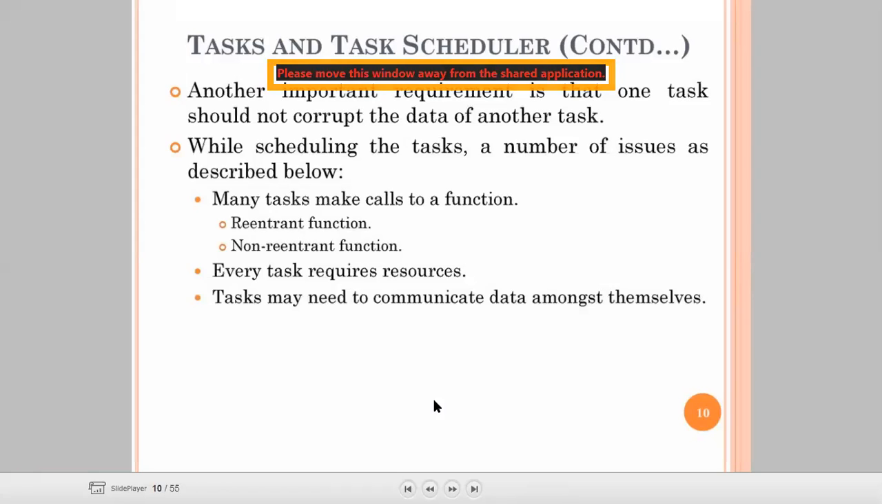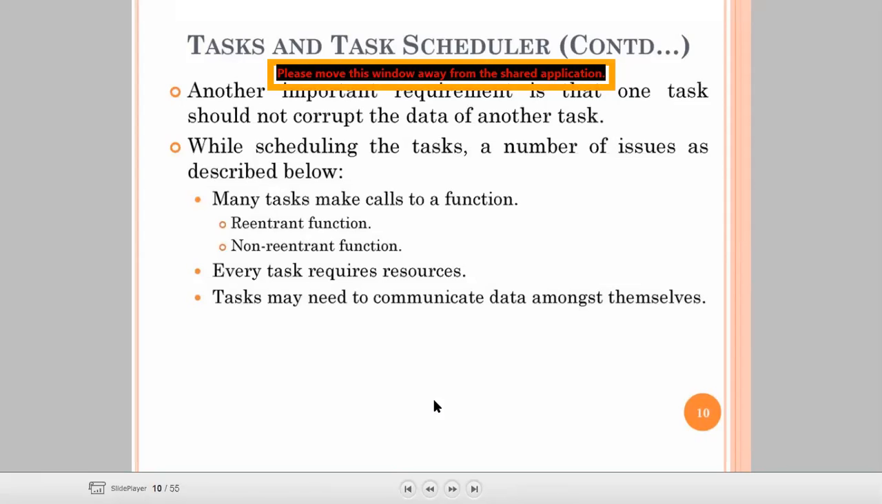Every task requires some resources. To perform something, every task or every process requires some additional resources. Tasks may need to communicate data amongst themselves. That is called intercommunication among the tasks.